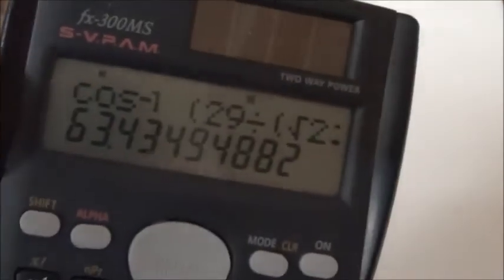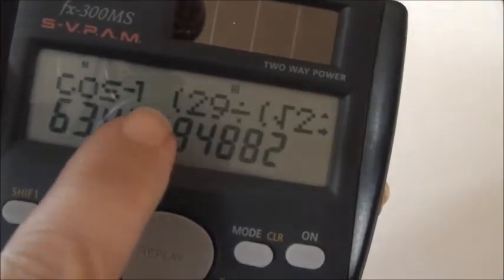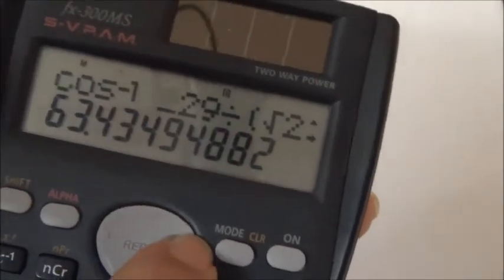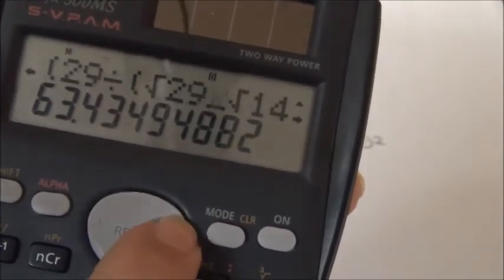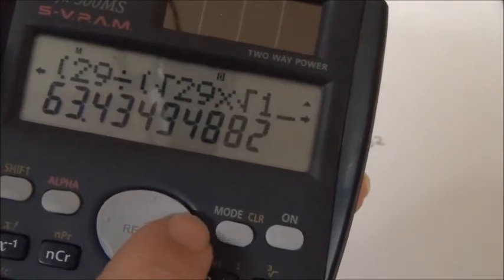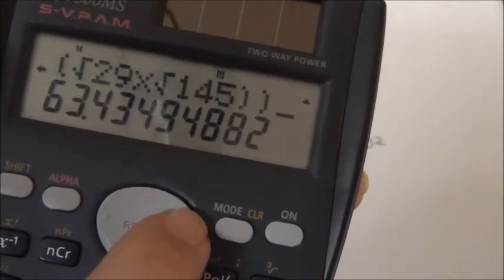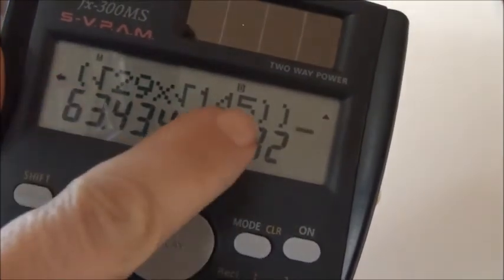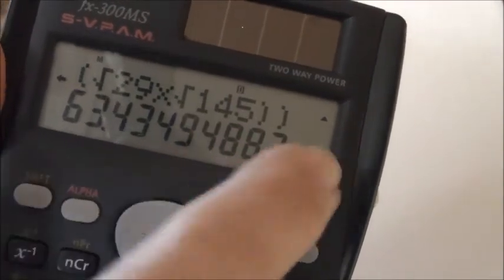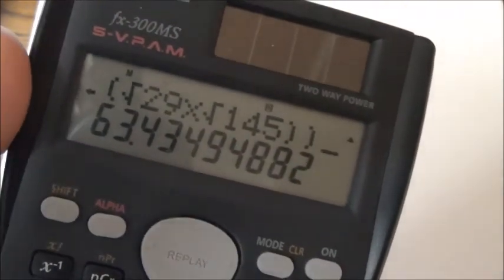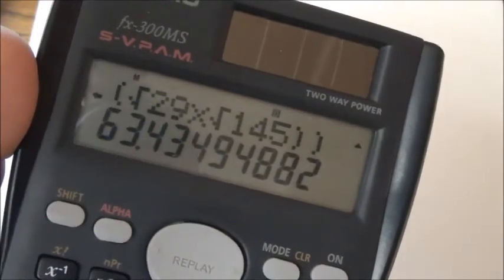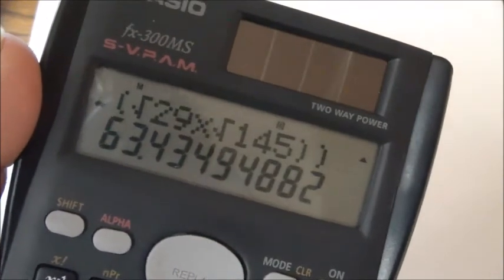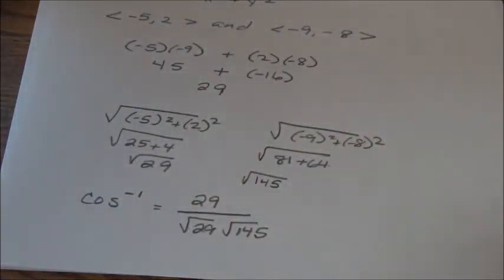So notice when I put that in on my calculator, I had to put the parenthesis in front of my 29. And then if I cursor over here, I also have parentheses around the square root of 29 times the square root of 145. So I had to close my parentheses twice, once around the denominator of a fraction, and once around the whole expression. So to get it to work on this calculator, you need the parentheses around the entire value as well as around the denominator. It's probably a little bit easier to use the Alex graphing calculator.